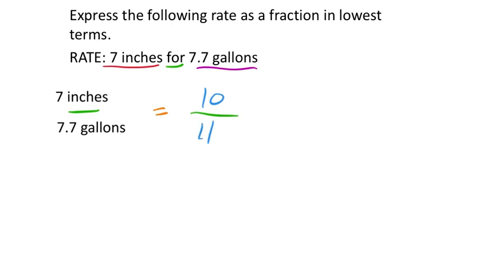Now again, just for the video's sake, remember that the answer is not 10 over 11, because if we leave it as just 10 over 11, it's a ratio. It says it wants the following rate. So that's where we got to make sure we keep our labels. Inches was on the top, so it needs to stay on the top. Gallons is on the bottom, so it needs to stay on the bottom. That's it.